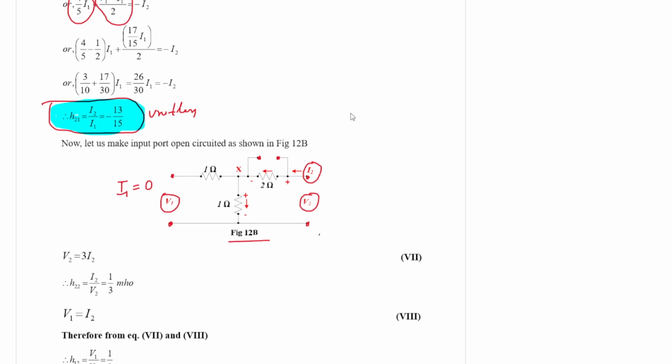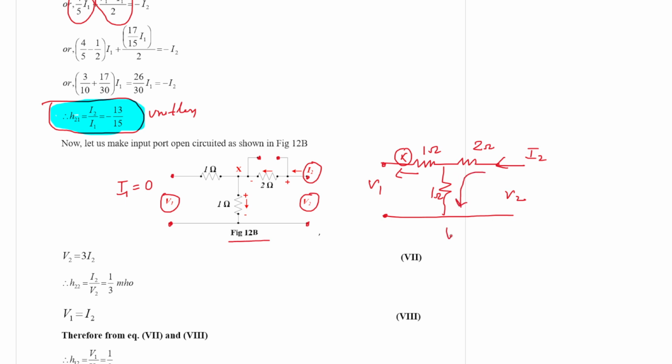Due to this disappearing dependent source, the network now looks pretty simple. It is basically a T network. V2, this current is I2, and this is V1. Basically it's the same network. So it will be 2 ohm, 1 ohm, and no current should be flowing through this 1 ohm. So the entire I2 will be flowing through this. So you can write V2 is equal to 3I2. That is why it is written.